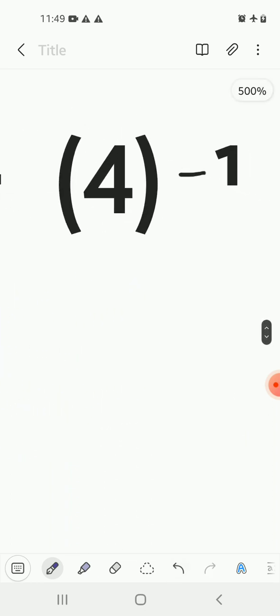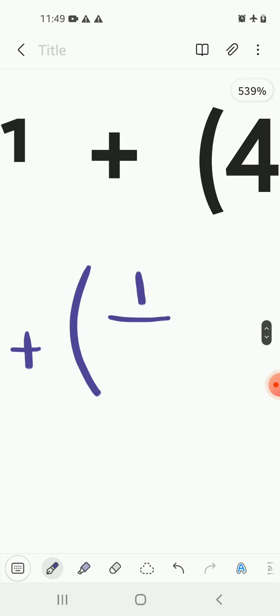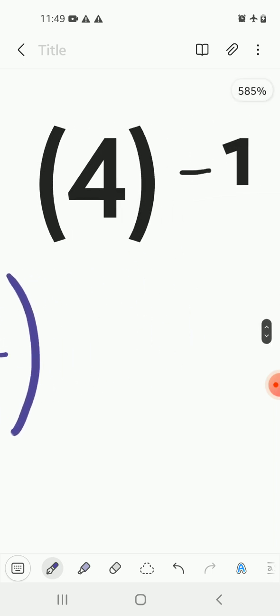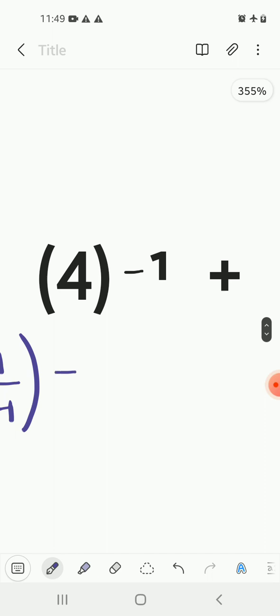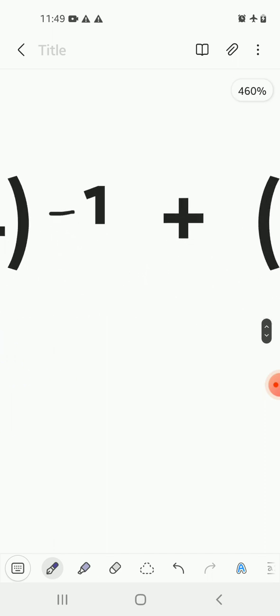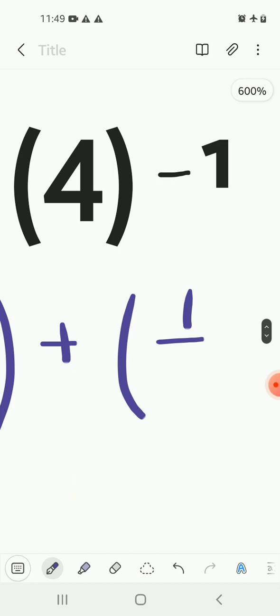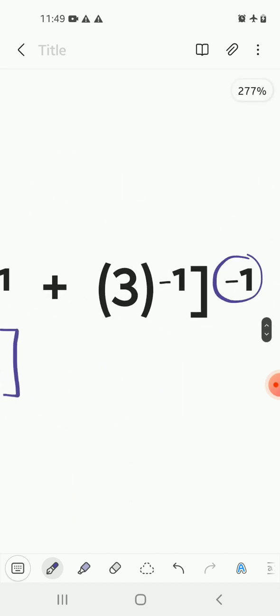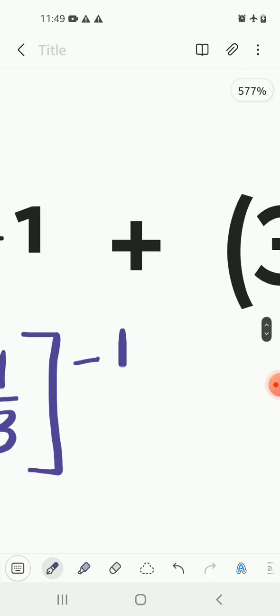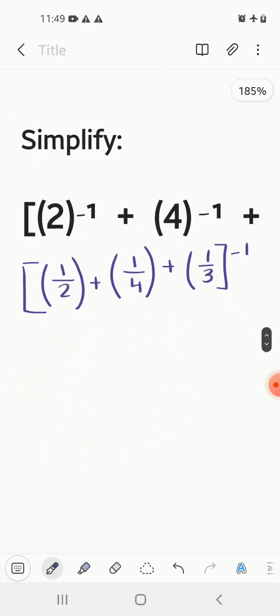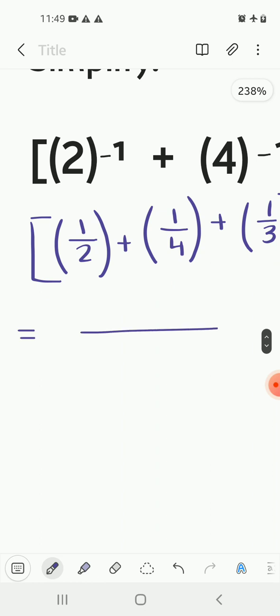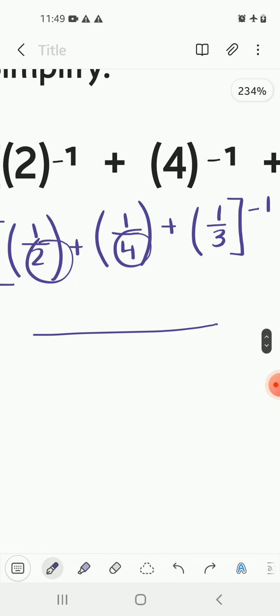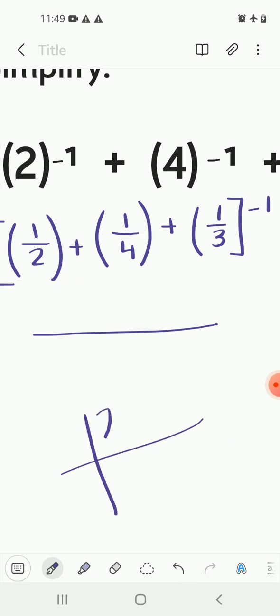Similarly, the next one, 4 to the power minus 1, which means 1 by 4 to the power 1, which means the same thing, we can omit it. Then plus, we've got 3 to the power minus 1, which means 1 by 3. This bracket is closed. You can see there is a minus 1 power to it. Write the minus 1 here. First, let's solve the bracket. There will be an LCM of 2, 4, and 3. It will be 12.